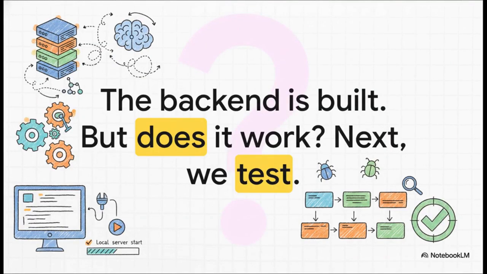The backend has been built. The data layer and the API have been fully orchestrated by our AI agents according to our rules. The immediate question is, does it work? In the next module, we will answer that by installing the project's dependencies, starting the local server, and conducting the first round of end-to-end testing.